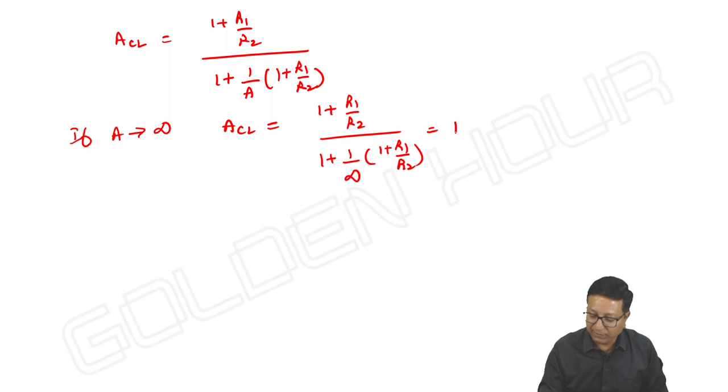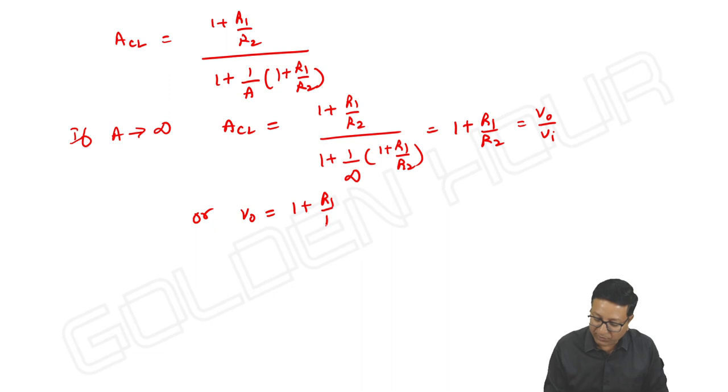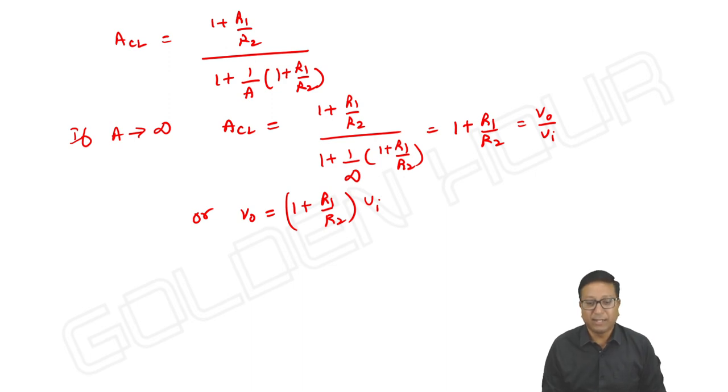So, what is its value? It is simply 1 plus R1 by R2, that is V output by VI. Or I can write V output is equal to 1 plus R1 by R2 into VI. Is it not very simple? The exact equation is like this. If A is approaching infinity, then the output is given by this equation. Okay. Then what is the advantage?